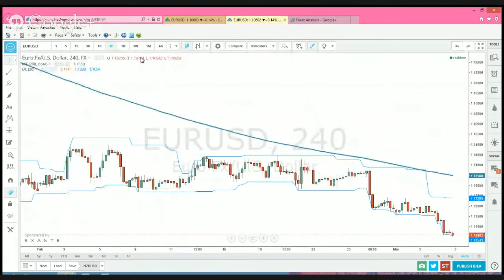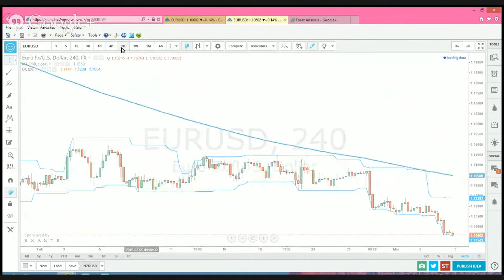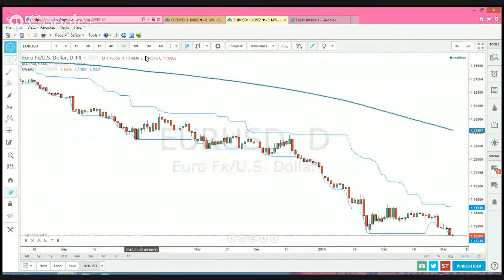All right, so here's a clean euro chart, looking at the daily right now. You don't have to be a professional long-time trader to know that the direction of this is down. On my screen currently, this is showing from September to today. It's a downtrend.